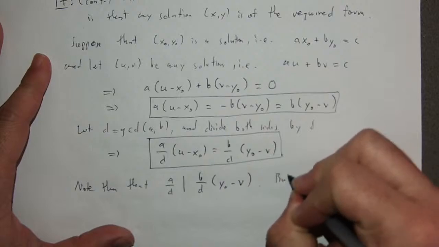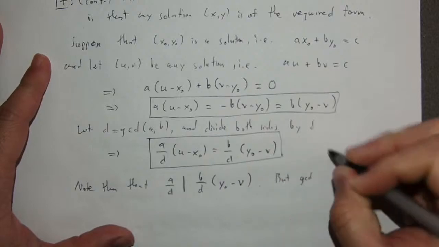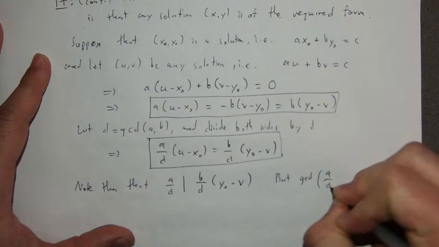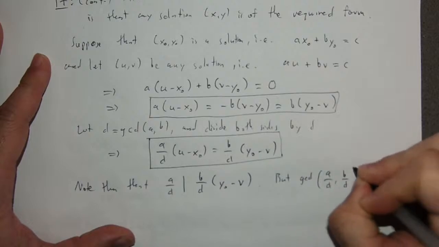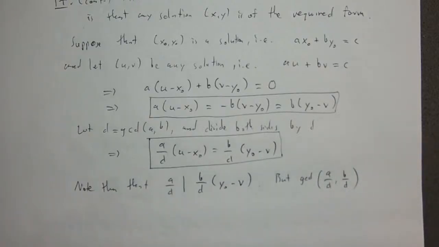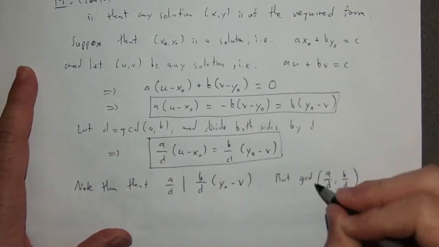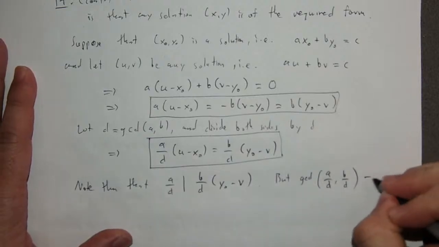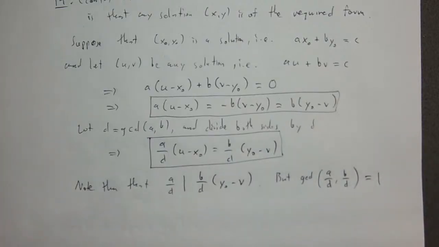But what is the GCD of A over D, B over D? So the GCD of A, B is D, so then I divide each of them by their GCD, and I think of what is the GCD of this. So we showed this before. This means that this GCD has to be 1. Okay, so GCD of A over D, B over D is 1.